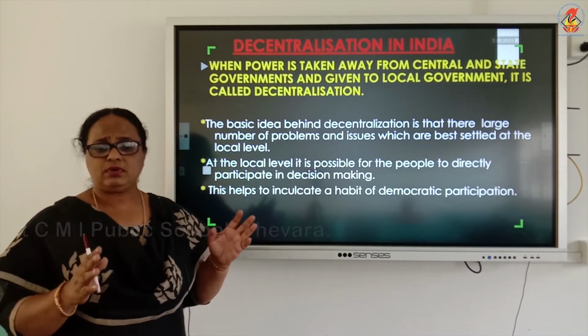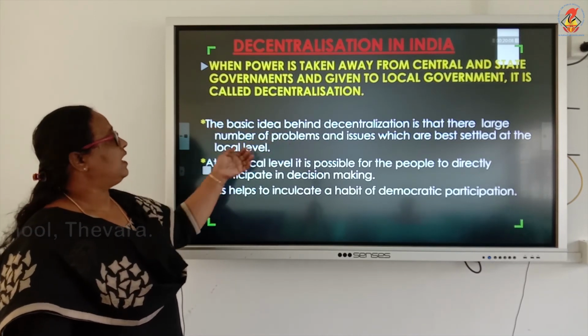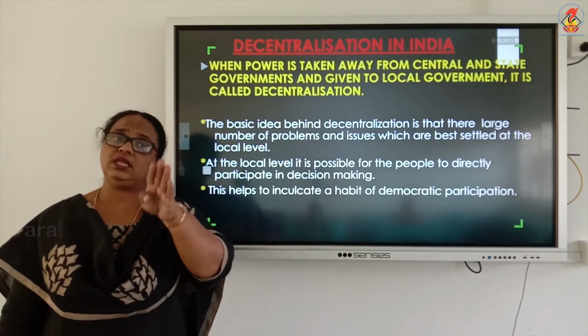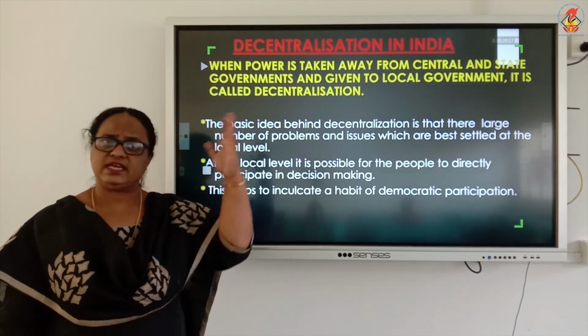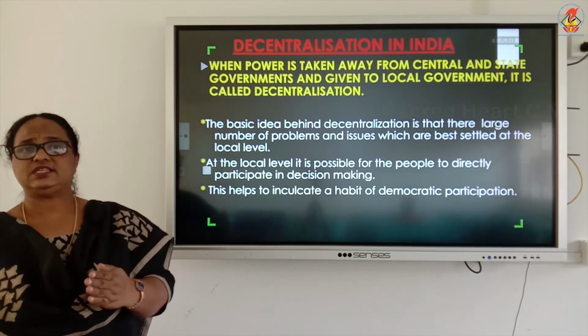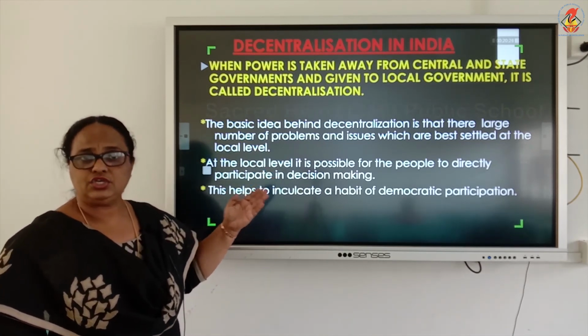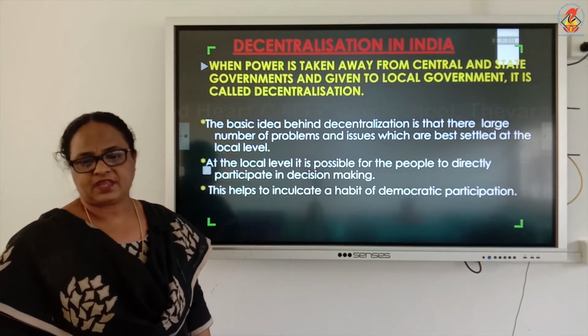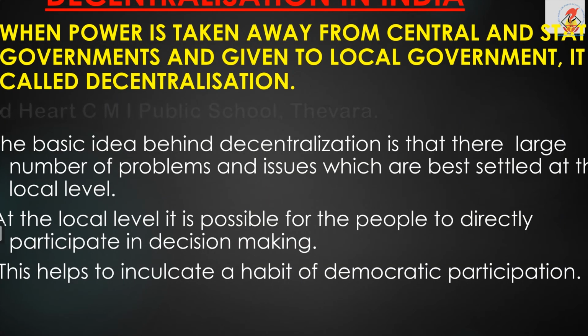That a large number of problems and issues are there which can only be best settled at the local level, because the localites know what their problems and issues are, and it is the localites who can solve the problems. The center will not know what the problems of the local people are. So, only when there is decentralization can this happen. So, the best way of settling the issues is through this process. Then at the local level, it is possible for the people to directly participate in decision making, and also it helps to inculcate a habit of democratic participation.